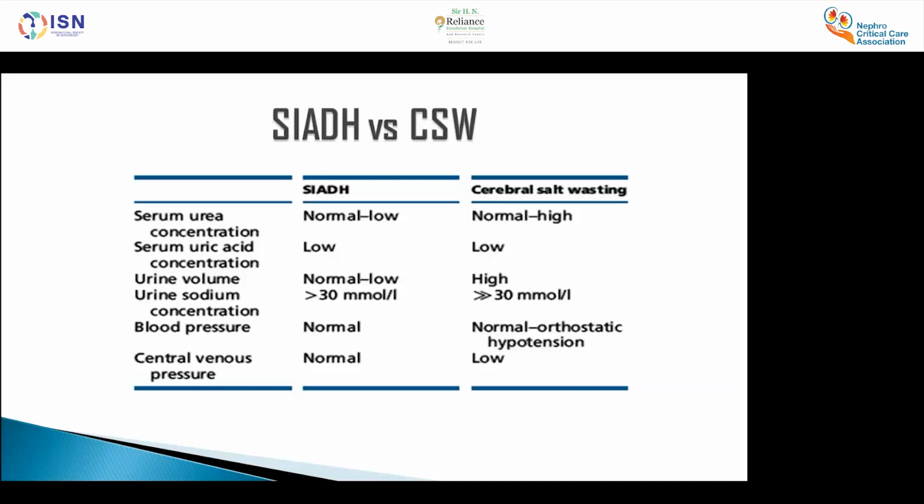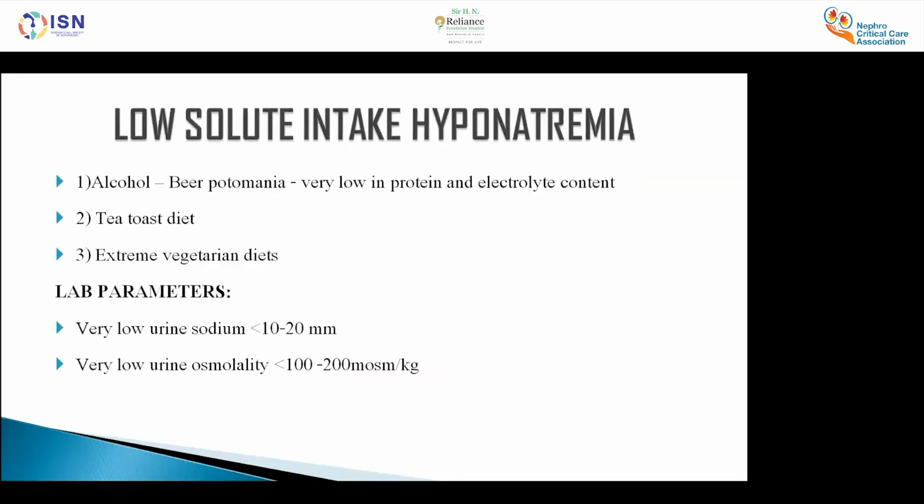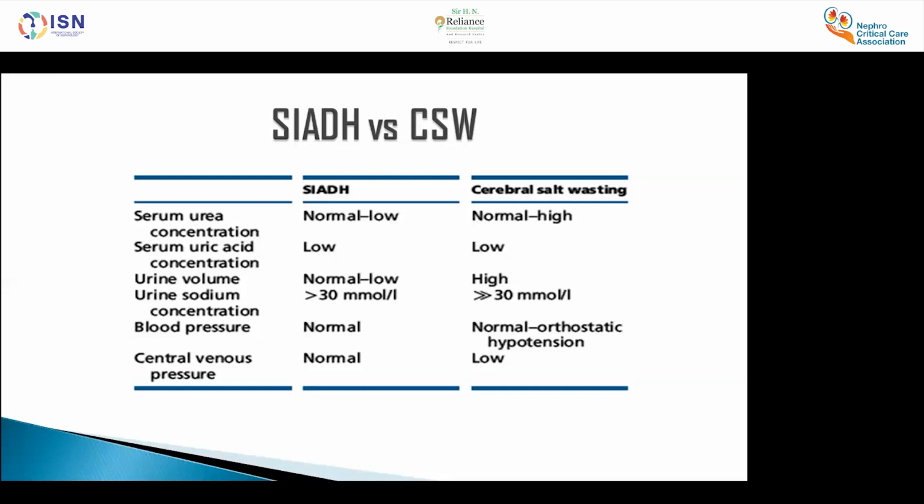So SIADH versus cerebral salt wasting. In SIADH, serum urea concentration is normal to low, whereas in cerebral salt wasting, it is normal to high. Serum uric acid concentration is low in both. Urine volume is normal to low in SIADH, whereas it is high in cerebral salt wasting. Urine sodium concentration is more than 30 in both of them. Blood pressure is normal in SIADH, whereas patient can have orthostatic hypotension in cerebral salt wasting. CVP is normal in SIADH as patients are euvolemic, whereas in cerebral salt wasting due to hypovolemia it can be low. So this was the difference between SIADH versus cerebral salt wasting.